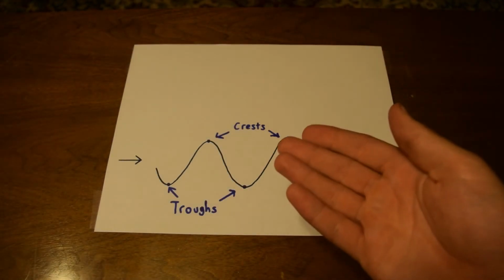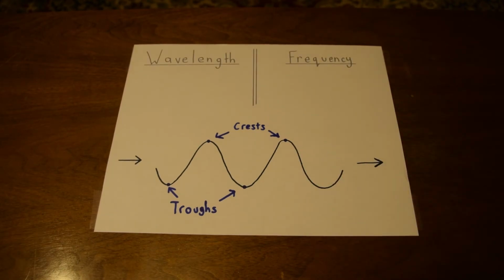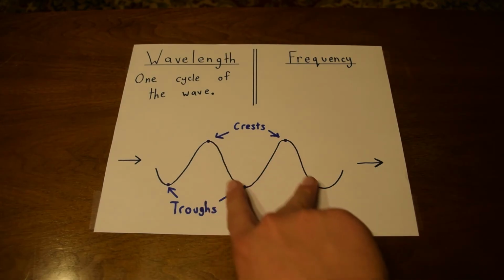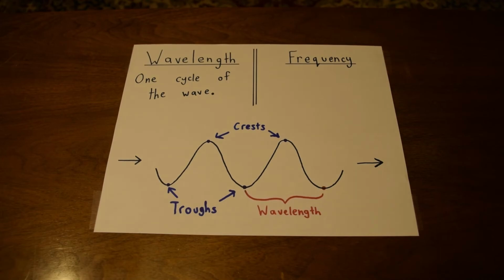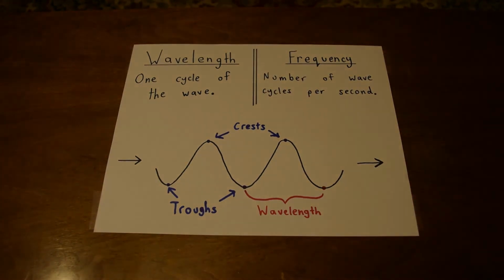Two terms that are important here are wavelength and frequency. Wavelength is essentially one cycle of the wave. This is the distance between two crests or two troughs. In this case, the wavelength is about 7 centimeters, or 0.07 meters. Frequency, on the other hand, is defined as the number of wave cycles per second. Overall, this is the basis of a sound wave.